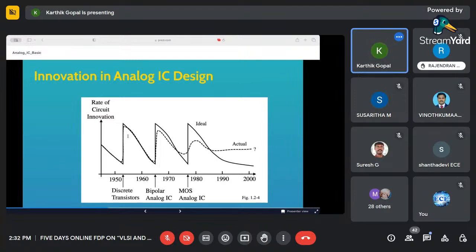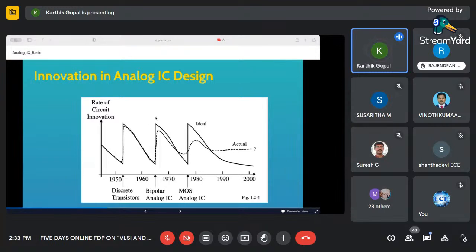So if you check the older books, like 15 years old, all the examples are with bipolar because earlier it was all bipolar devices. Right? So most of the descriptions would be on the bipolar. After the invention of MOS devices, till now, I think it has been very strong and it plays a very vital role.